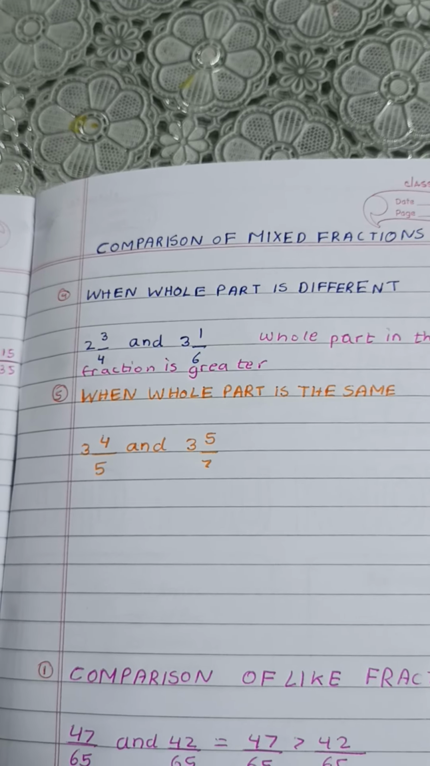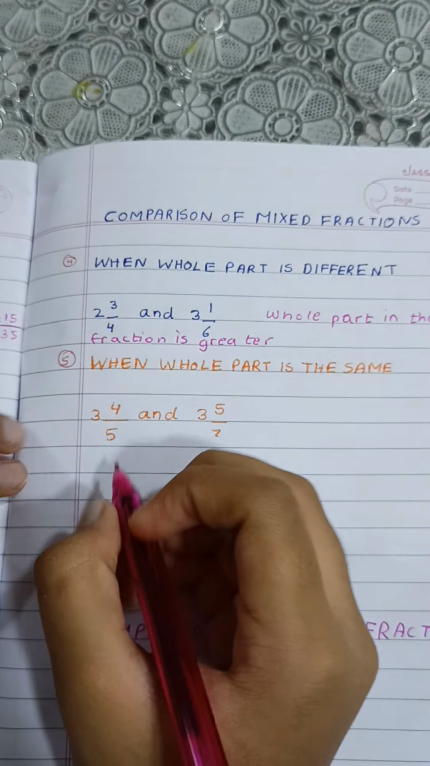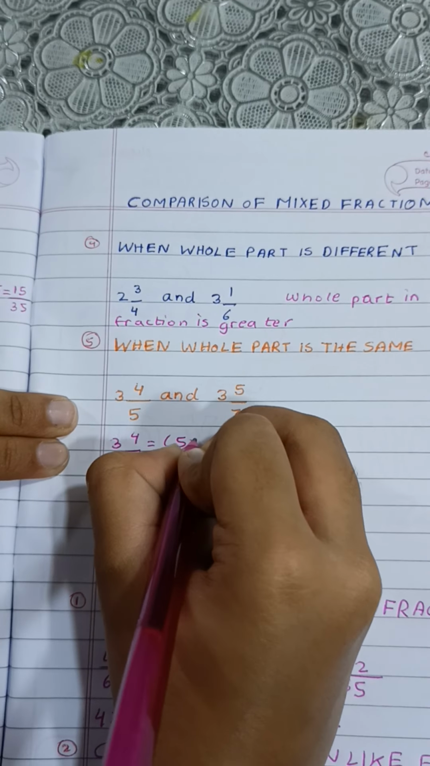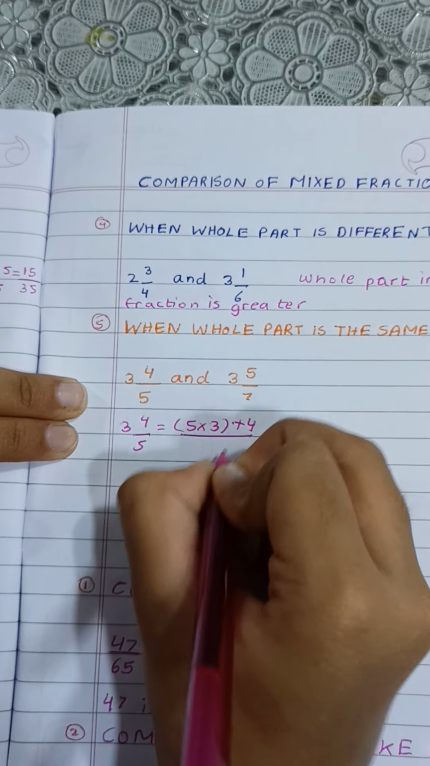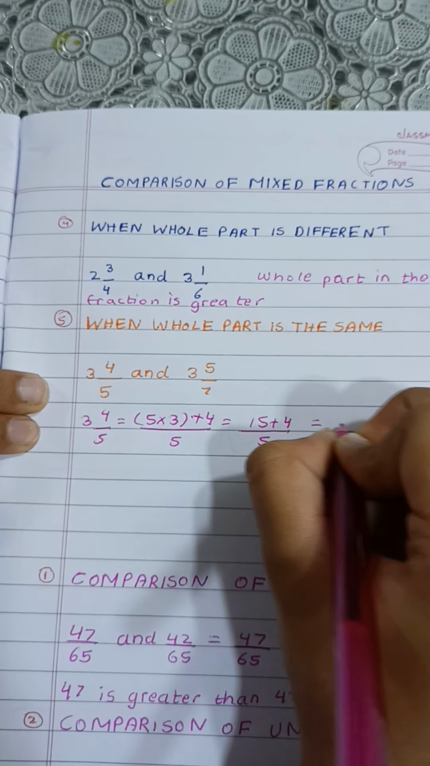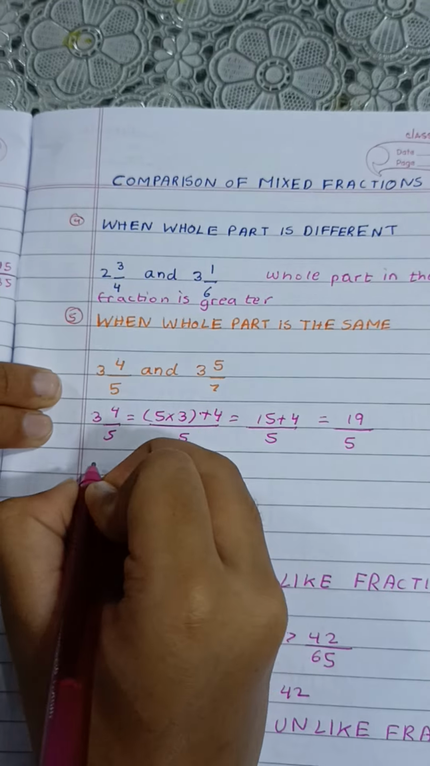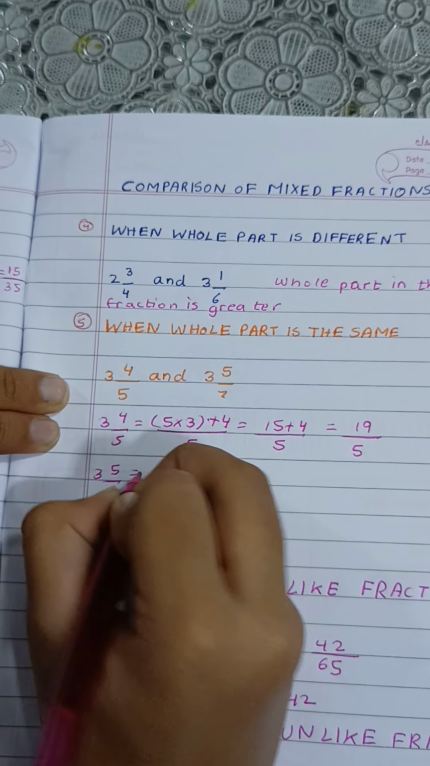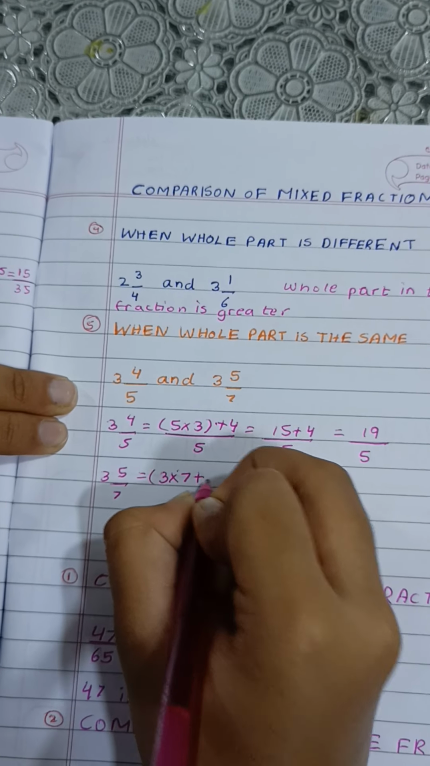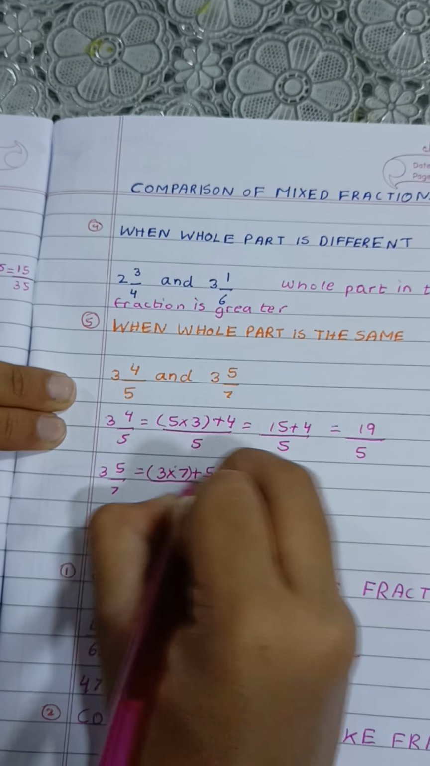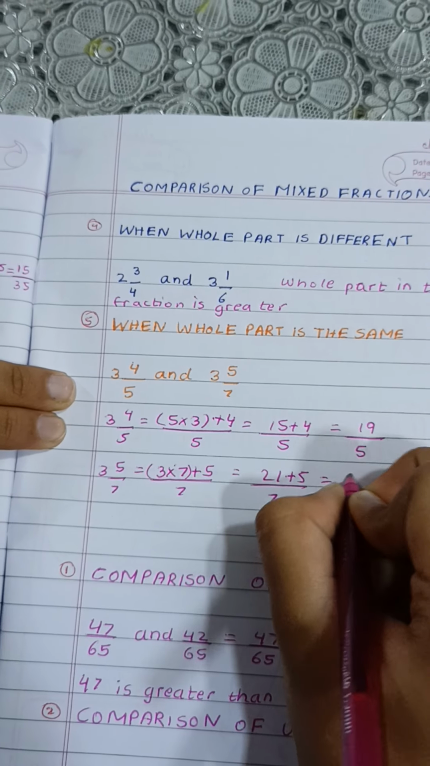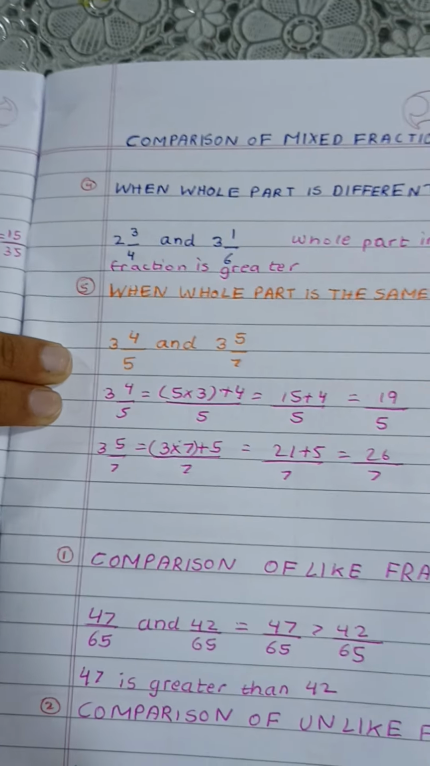Okay, so now we're going to see when the whole part is the same. When the whole part is the same, we have to convert both the fractions into improper fractions. 3 4 by 5 equals 5 times 3 plus 4 upon 5, equals 15 plus 4 upon 5, equals 19 upon 5. 3 5 by 7 equals 3 times 7 plus 5 upon 7, equals 21 plus 5 upon 7, equals 26 upon 7.